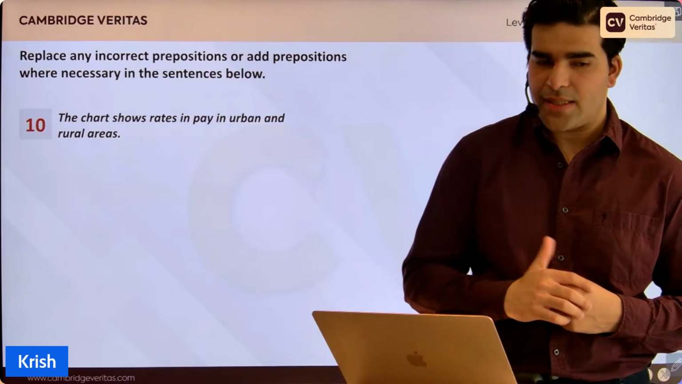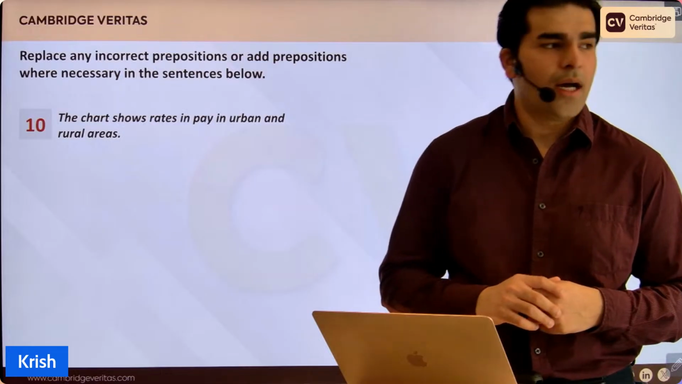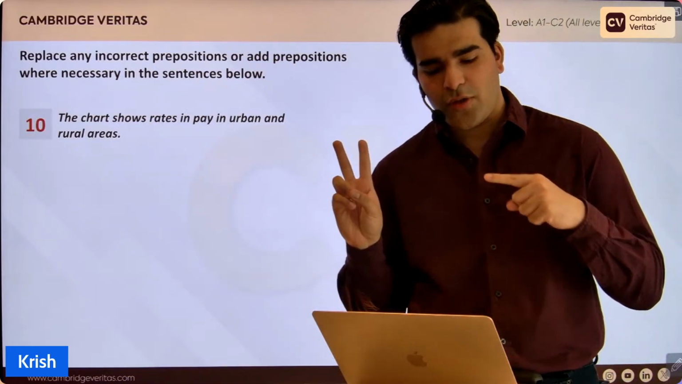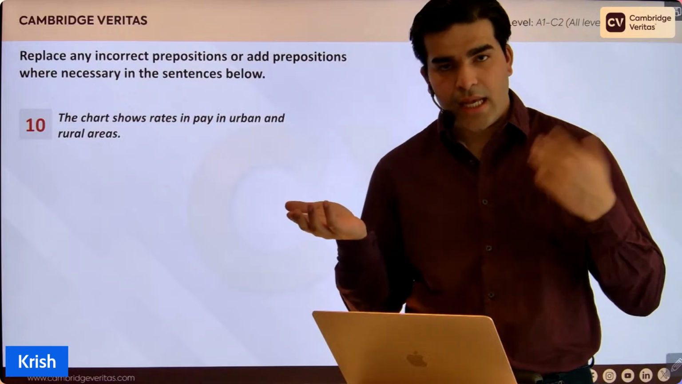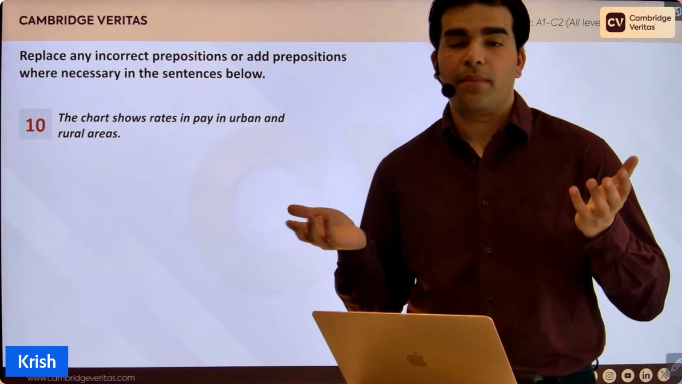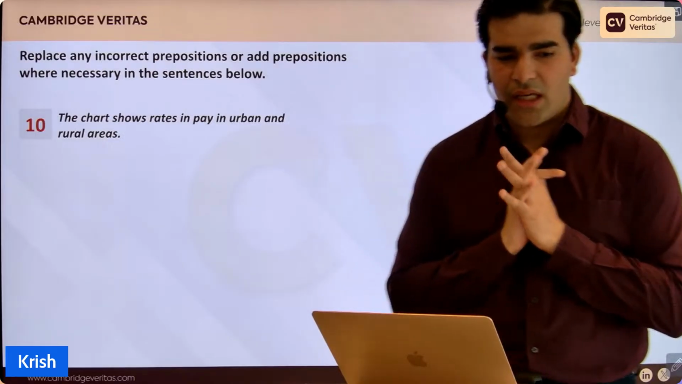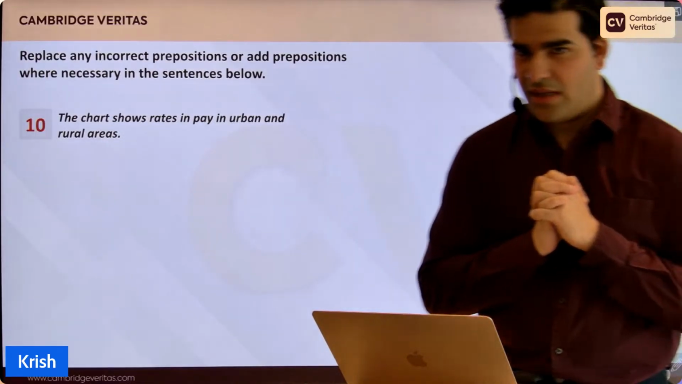What is happening in the sentence? You're actually connecting two things. I repeat, listen carefully. You're actually connecting two things. What are those two things? Rates and pay. One more time, you're connecting rates and pay. So to connect it better, what do you say? Rates in pay.